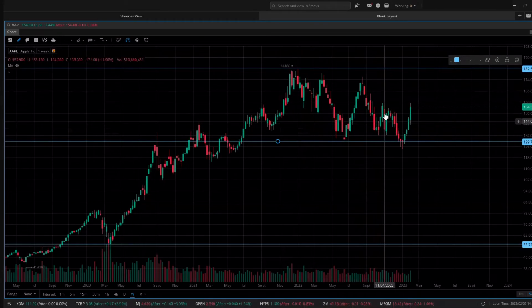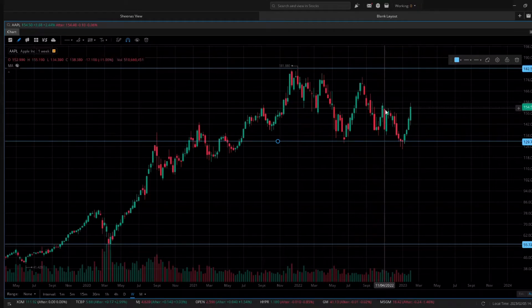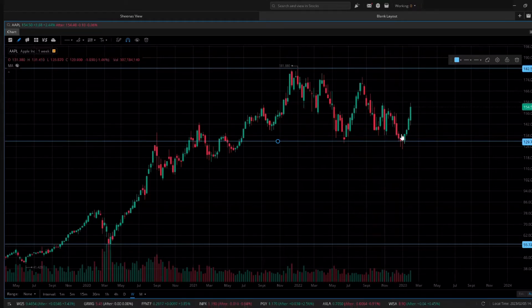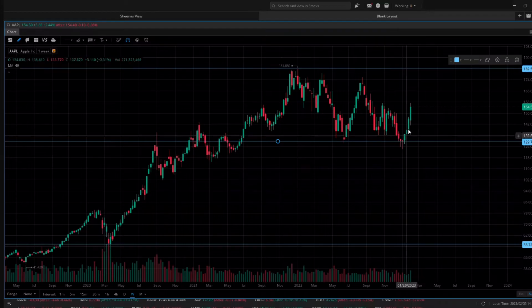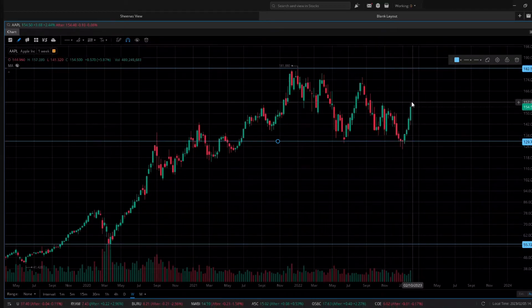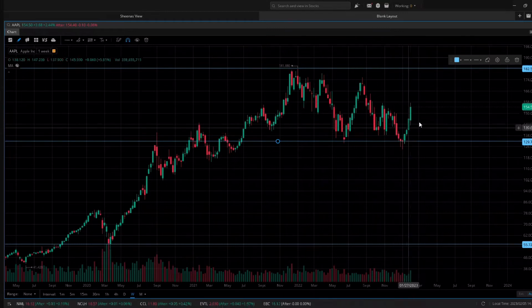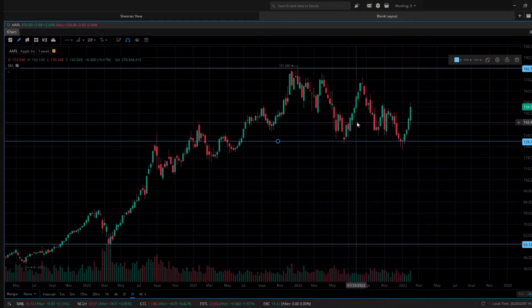It came back to retest again. Buyers came in, shot the price back up. This is a little bit of consolidation here. Again, it came back to test this level in January of this year, and buyers once again stepped right back in and brought it back up. Again, this is a weekly chart I'm looking at, so each candle represents one week.